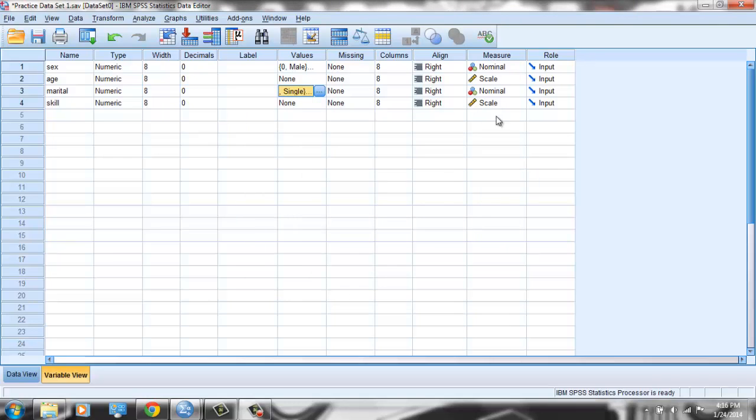Now, I went through and actually gave them their proper levels of measurement. Sex is a nominal variable. Gosh, I hope you know that by now. Marital status is also nominal. Remember, you can't order them. They're not actual numbers. They're words, so they're nominal measures. Age and skill, those are actually scale or interval or ratio or whatever you want to call them. They're numbers on a scale telling you how old somebody is or how skilled they are. So that's what we've got.